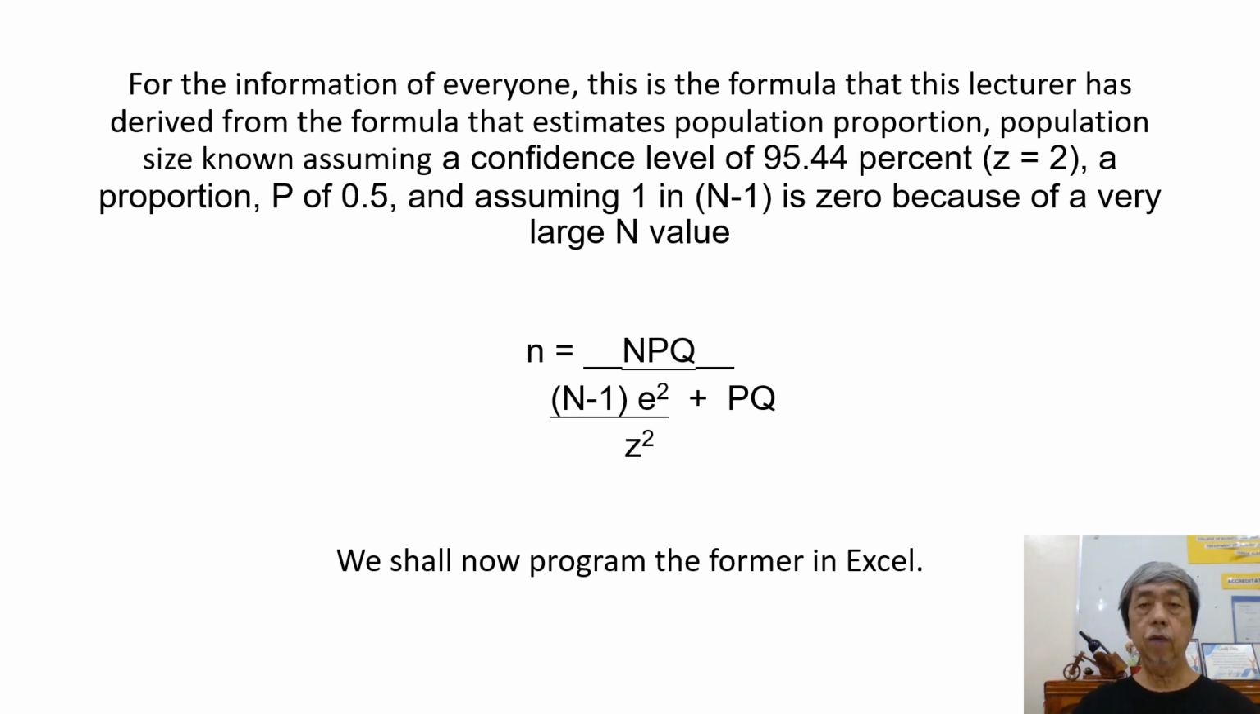For the information of everyone, this is the formula that this lecturer has derived from the formula that estimates population proportion, population size known, assuming a confidence level of 95.44%, giving a Z value of 2, a proportion of 0.5, and assuming 1 over n minus 1 is 0 because of a very large n value. We shall now program the former in Excel.